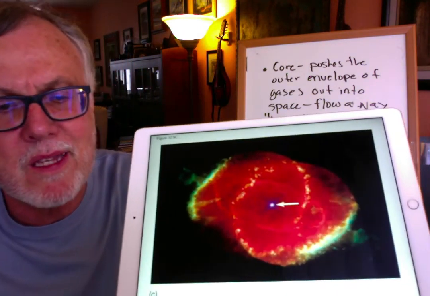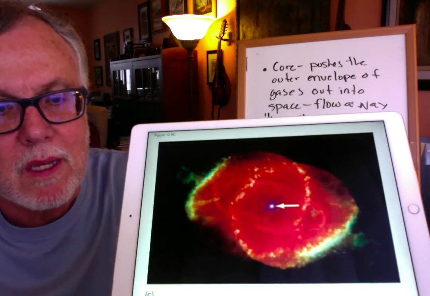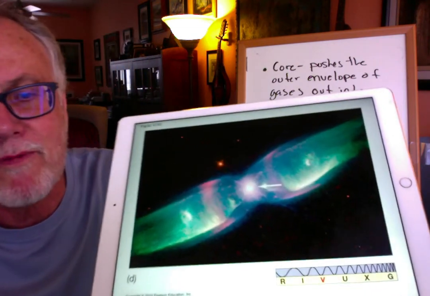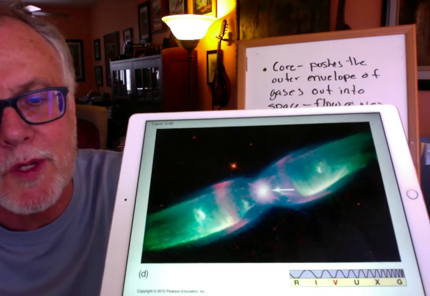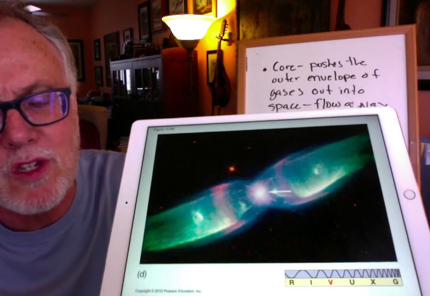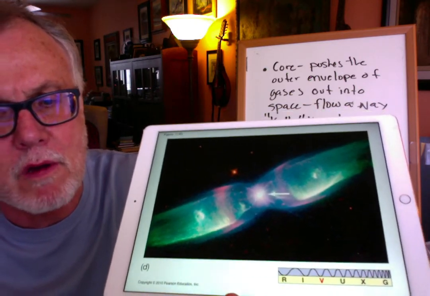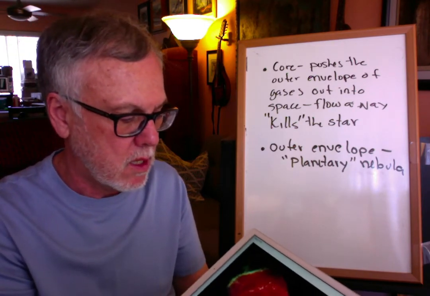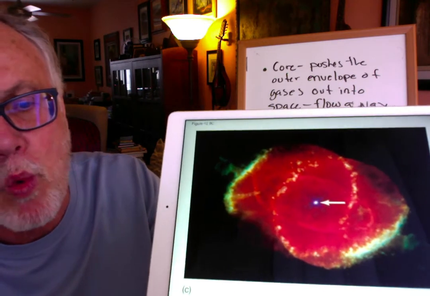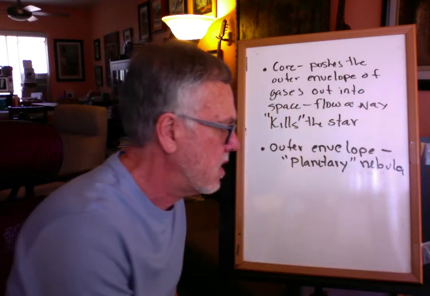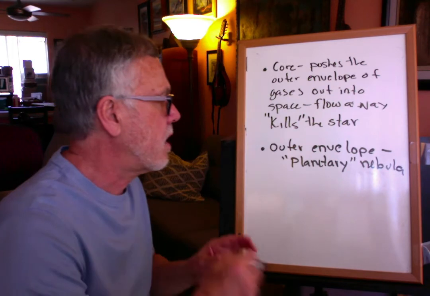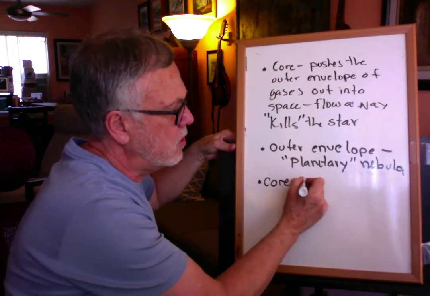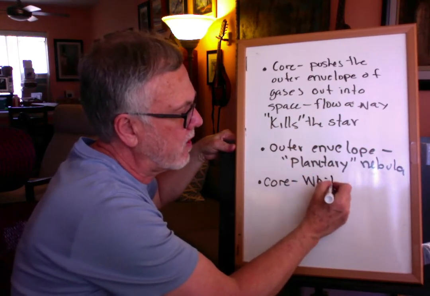Here you can see, obviously, multiple burps of gas into the region of space. Here, there's burps, but they're very directed in two opposite directions, not so much spherical. But right in the middle of that region, you can see that white dot, which is very hot. And that core that's left behind is known as a white dwarf.